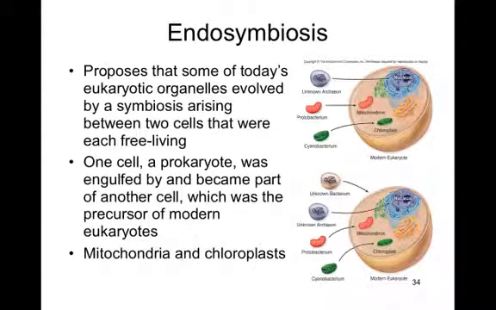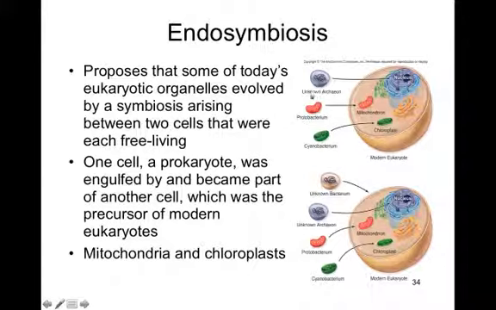Now there's a theory of how these double membrane-bound organelles ended up inside the cells. Keep in mind, the original cells on Earth were prokaryotic, very simple cells, and it's proposed that some of today's eukaryotic organelles could have evolved from symbiosis between two cells that were each free-living prokaryotes. Now, symbiosis means that there's a benefit to both. So in this case, a one-celled prokaryote that perhaps was larger than the other engulfed a smaller prokaryote.